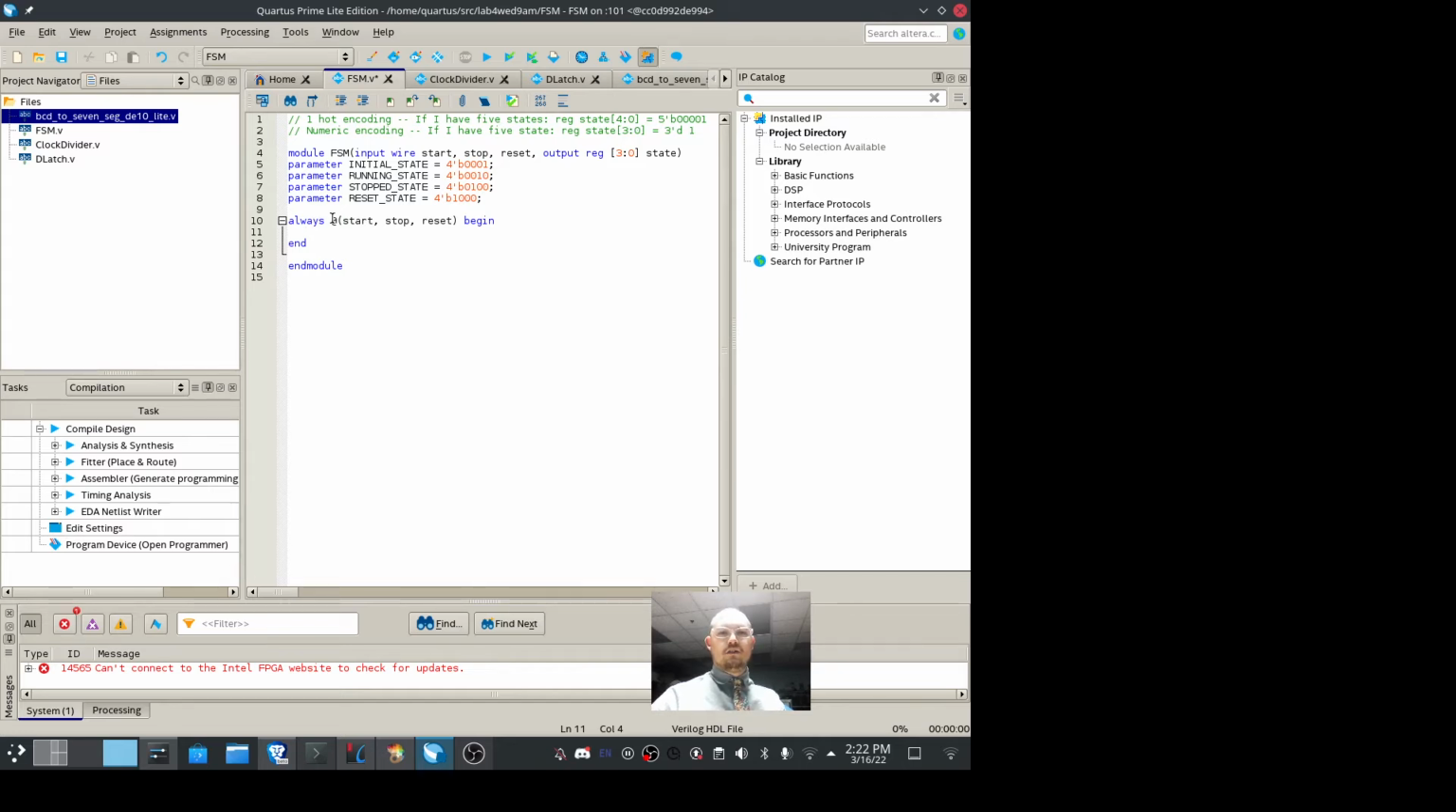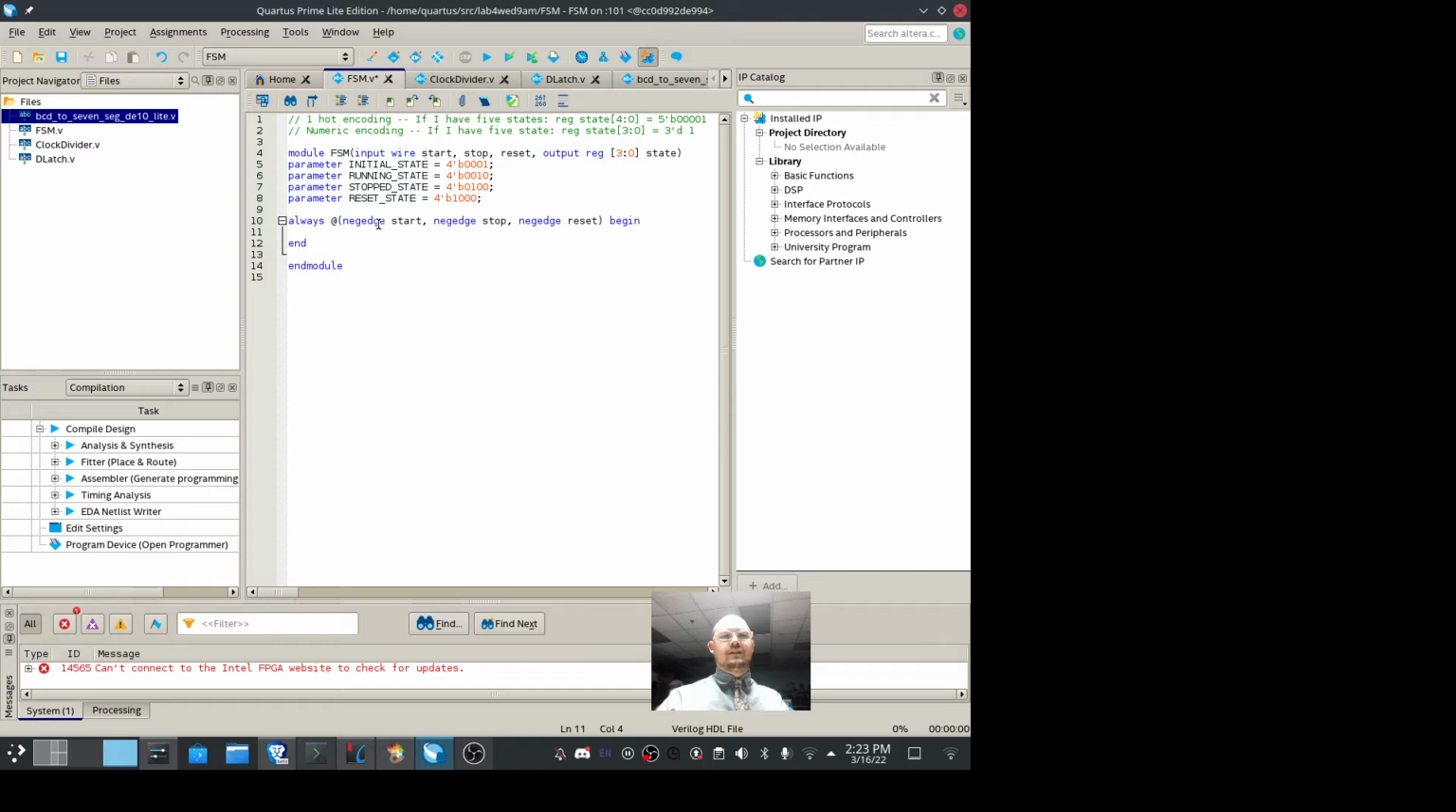Okay, so I'm going to add one more new piece of syntax here. I'm going to say negedge start, negedge stop, negedge reset. And this means that they're only going to trigger on the negative edge or the falling edge of the clock or of the signal. It doesn't have to be a clock. In this case, the reason they're negedge is because on your board, the buttons are active low. So they're normally high buttons. When you press them, they go low. So now we just need to check and see which one is low.